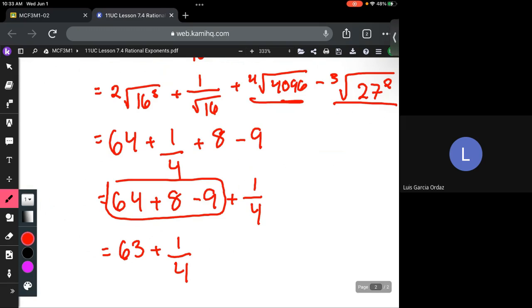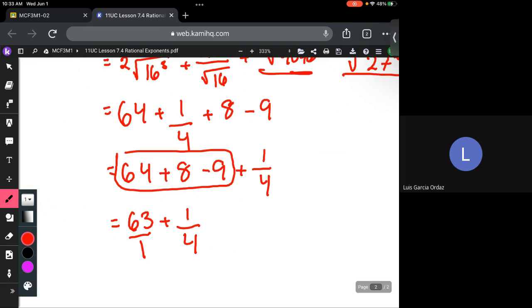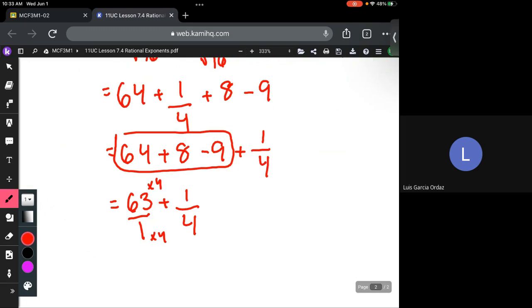So then what's my common denominator going to be? Because remember, 63 has 1 as the denominator and we have 4. So what's the lowest common denominator? 4. Which means I have to multiply this guy by 4. 63 times 4 gives me 252. So what's my final answer? 253 over 4.